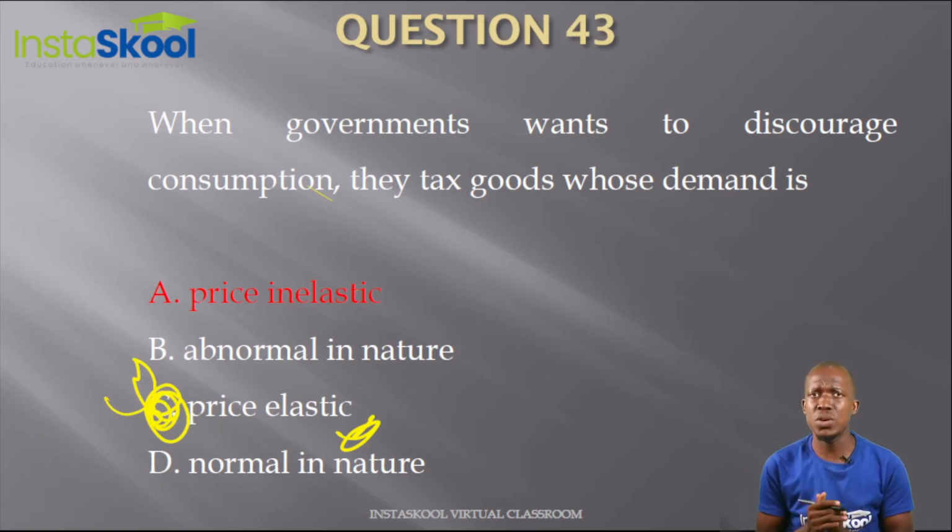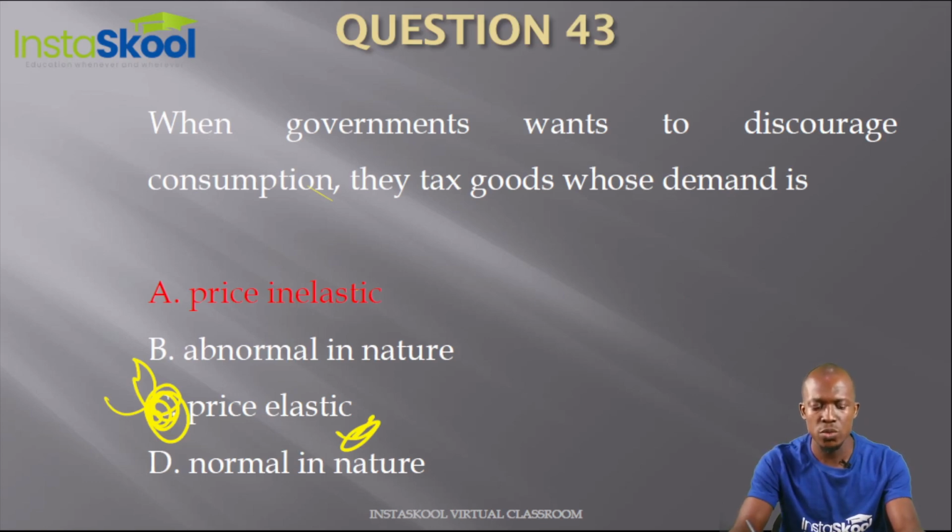Now, this is because for a price elastic demand, when price increases, the quantity demanded falls at a higher rate. So when government knows that this is what will happen, the government, which wants to discourage you from buying it before, will now tax those goods, and because they know that you will react, then their motive is achieved. You would stop buying those goods at a higher percentage change. So the correct answer here is price elastic.